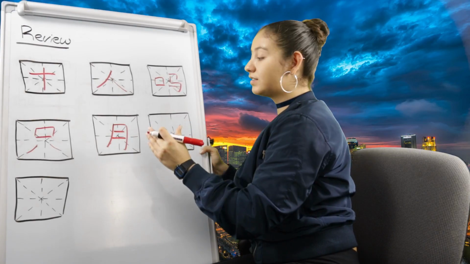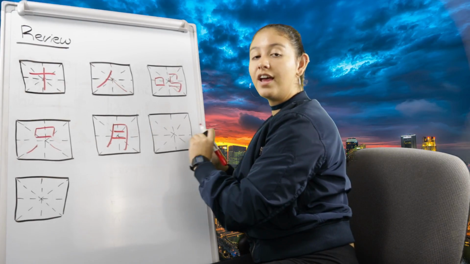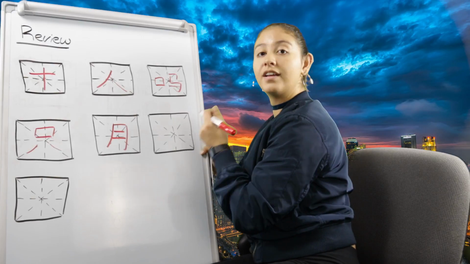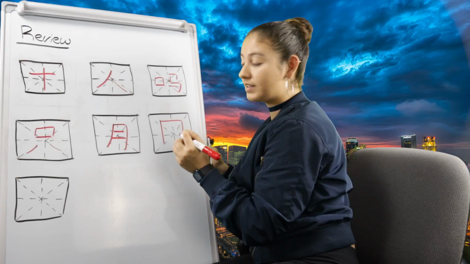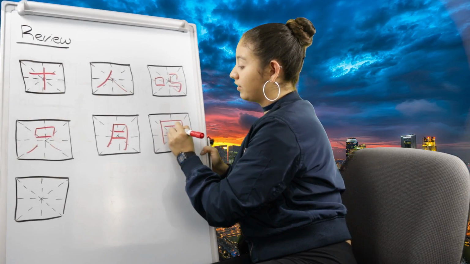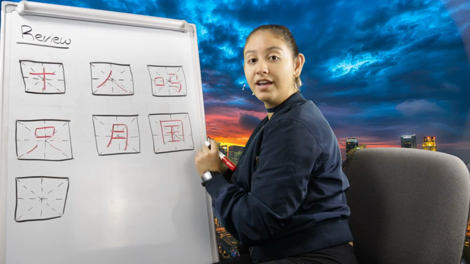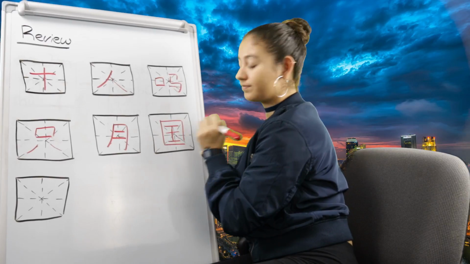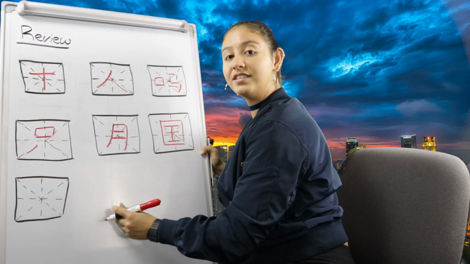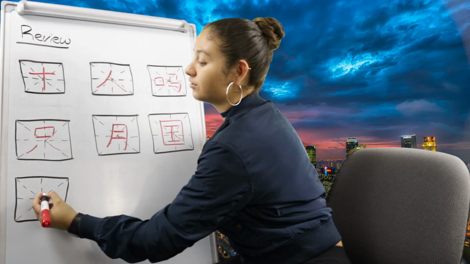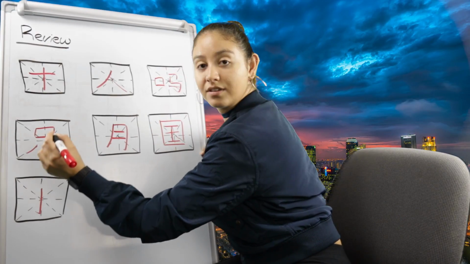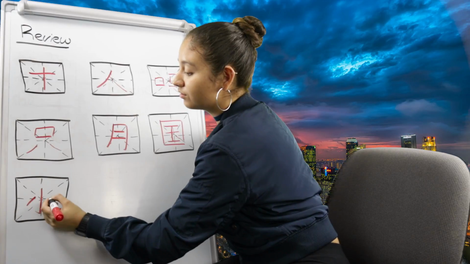Then you have your outsides, then insides, and then your closure is last. So you have it here, you have your outside, then you have your inside section, and then you will close. And then lastly, you'll have your middle, and then left to right. So you have your middle stroke, and then you go left to right.